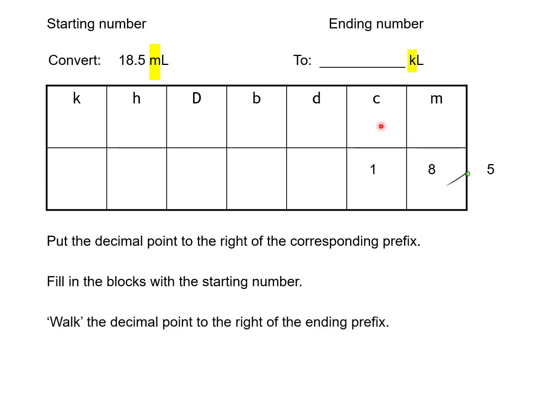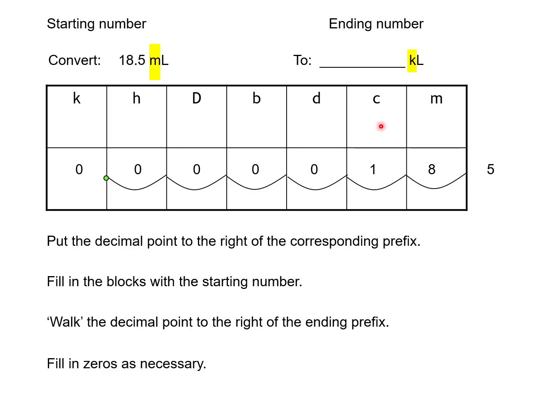So now we're going to look it over and stop when we get to the K. All right. And then now we fill in the dips with zeros. And so there would be 0.0000185 kiloliters in 18.5 milliliters.